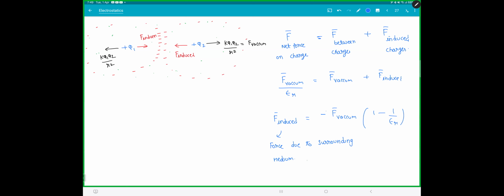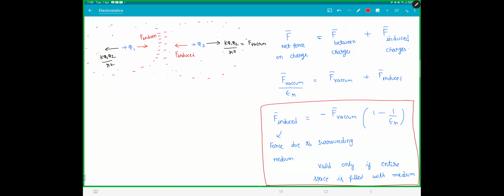And remember, this is valid only if the whole region is filled with medium. You just can't have a little medium there. You have to fill the entire space with the medium. Quite useful stuff. So this is the reason why the force decreases. Randomly it doesn't decrease.